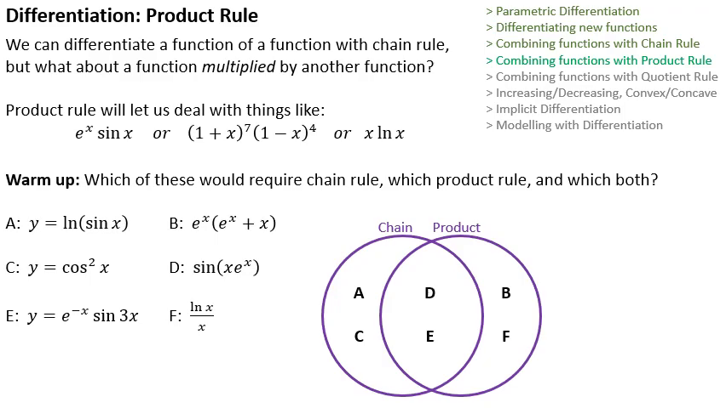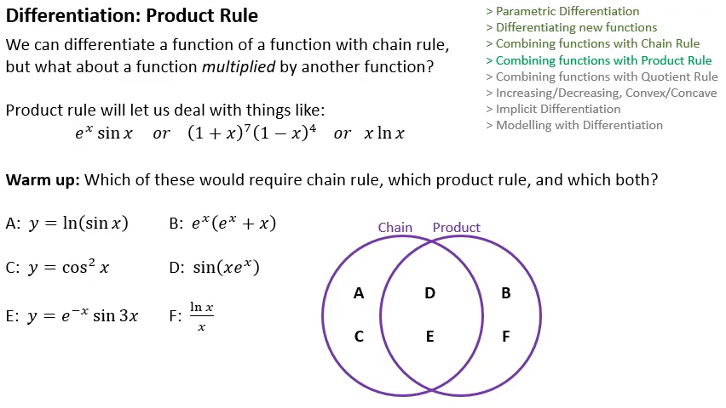The last two, D and E, are a combination of the two. E is probably the most common sort that you'll see of these two. This one is a little like the 1 plus x to the 7 times 1 minus x to the 4 up above. It's a product of two functions, each of which has a little bit of mini chain rule going on inside. So sine 3x is something that you shouldn't need to stop and think about too much once you've had a bit of practice with chain rule.